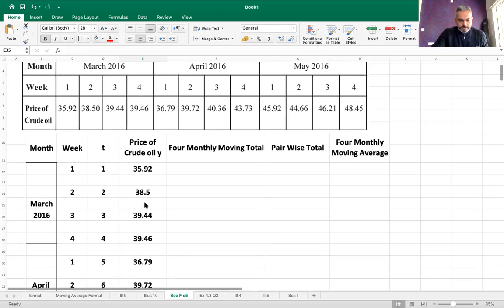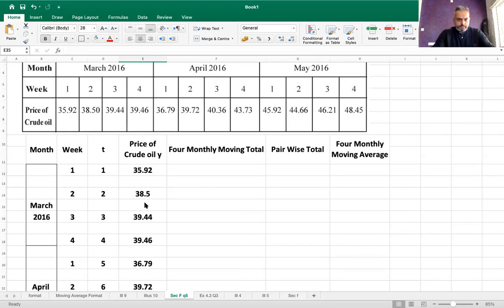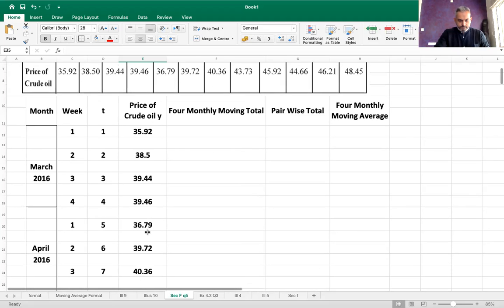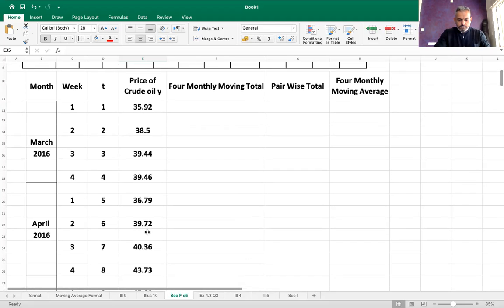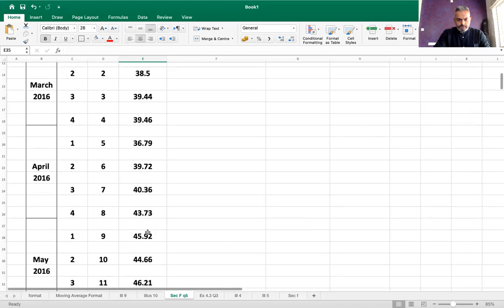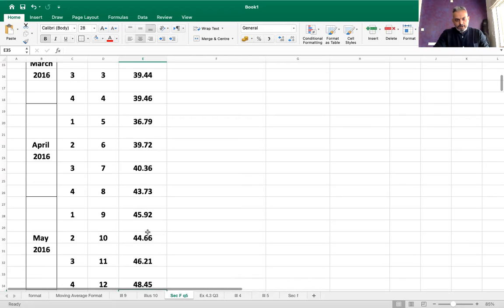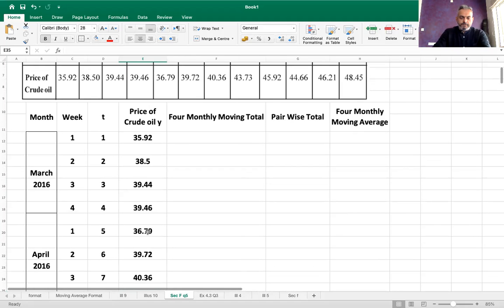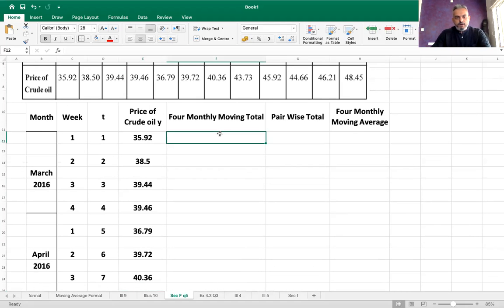Let's check the data before we start doing it. 39.46 to 40.36, 43.73, perfect. 45.92, done. So this is fine. Now we'll start with the sum. So I'll just make the tables over here.